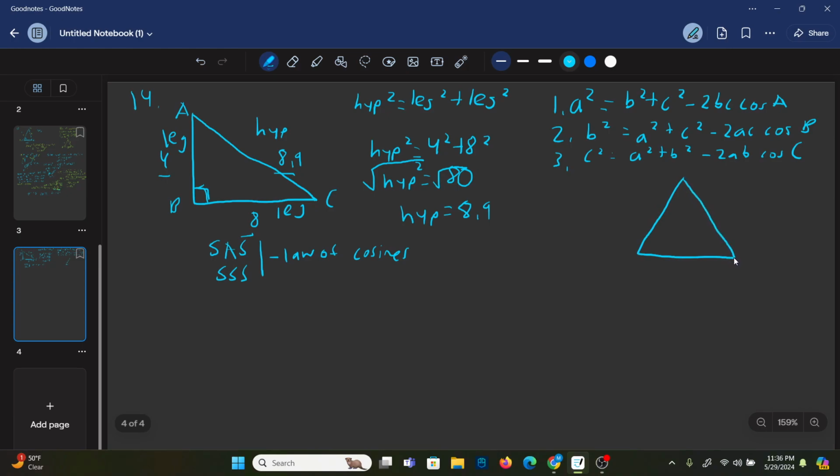This is triangle ABC. These capital letters are the angles A, B, C, and these lowercase letters mean the sides. The sides are the side that's opposite from the angle. So side little a is opposite from angle A. Side little b is opposite from angle B. Side little c is opposite from angle C.